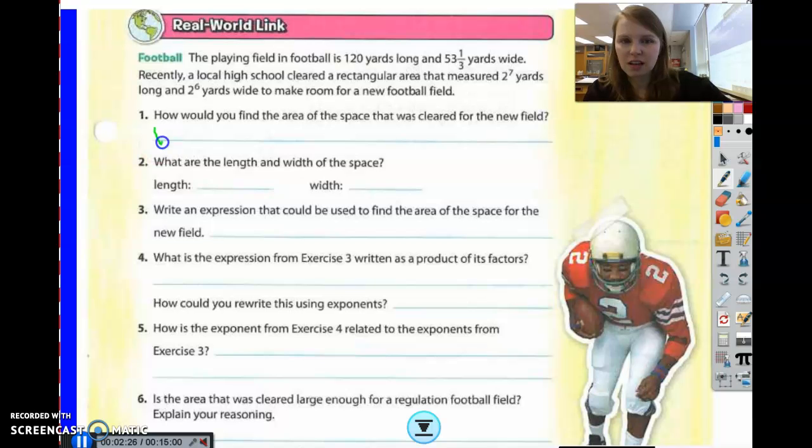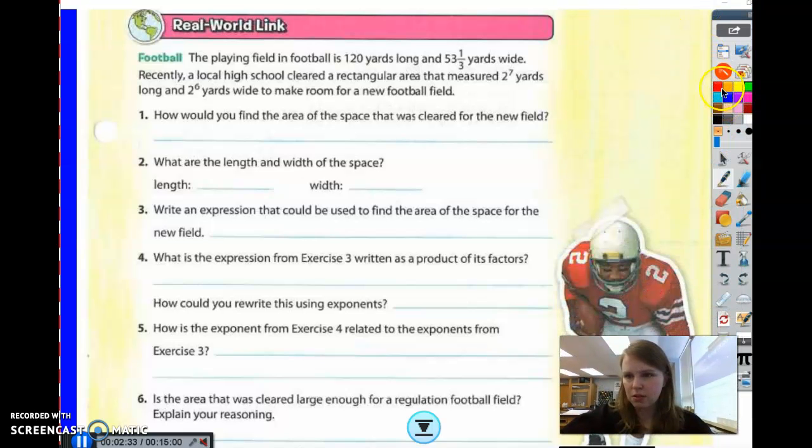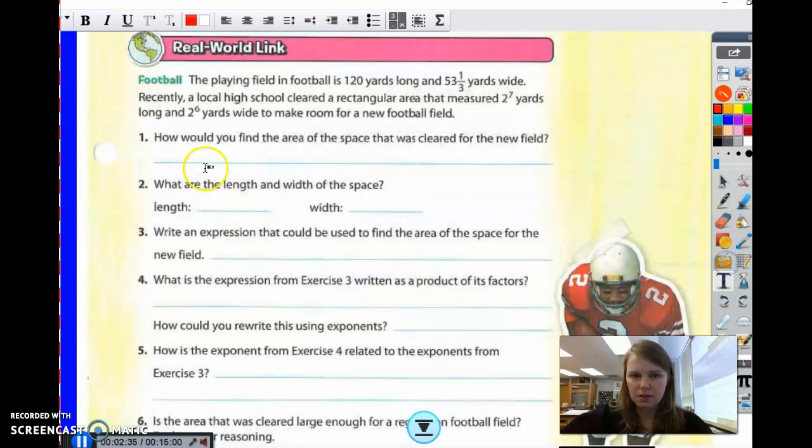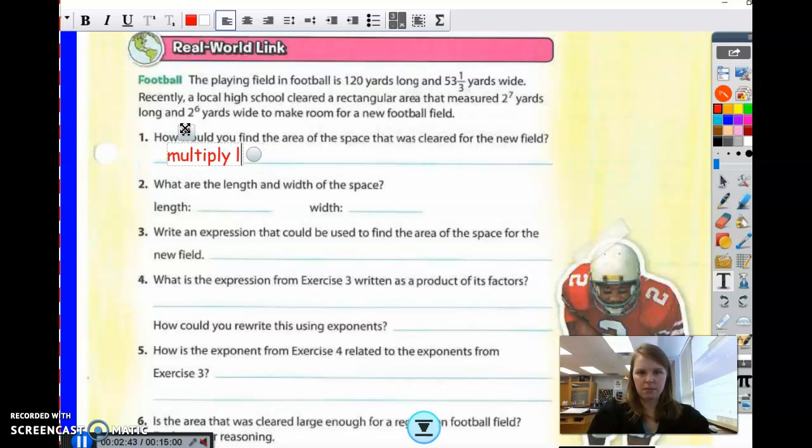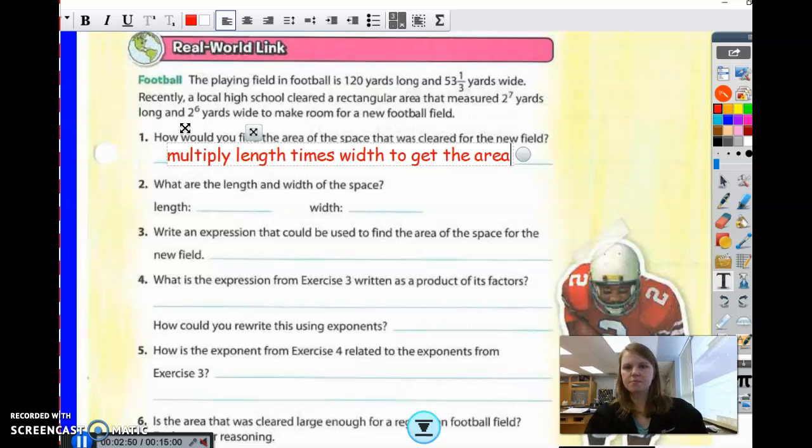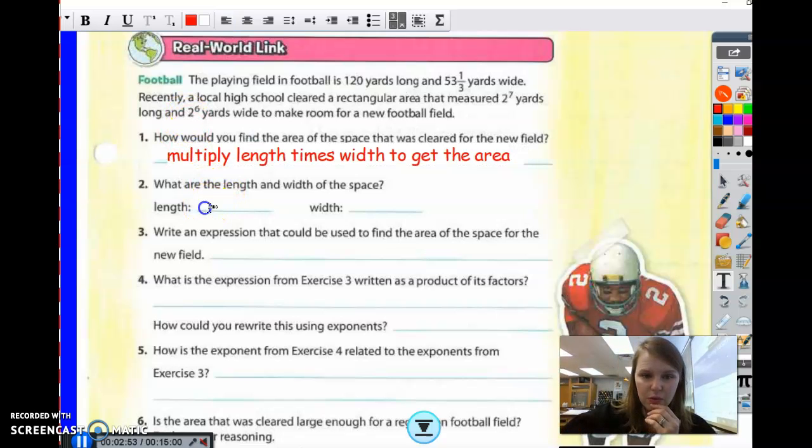I'm going to say, let's use a different color here. I'm going to use red. And I'm going to type it because I think that's a little easier for me in this small space. So I'm going to say multiply length times width to get the area. Now it's saying, what are the length and the width? Well, the length was just given up here. What was the length? 2 to the 7th power long.